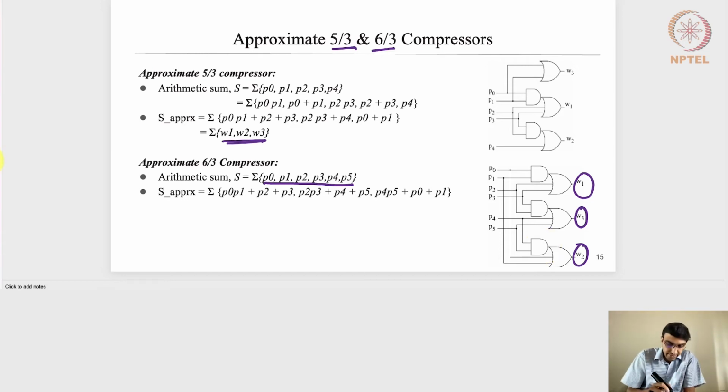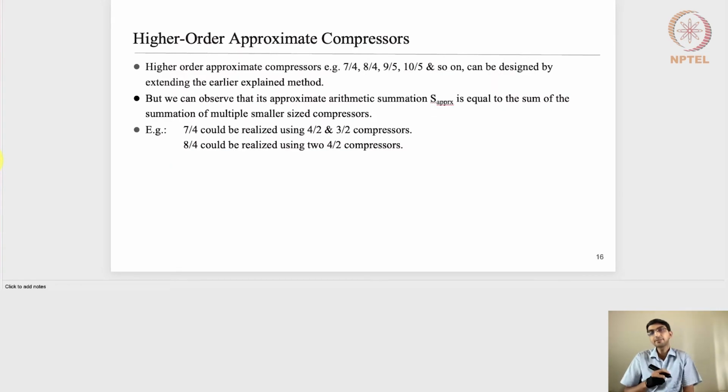Right. So what we have tried to design here is we have approximated the compressors, and compressors are actually used for adding up, finally counting the number of ones in the partial products, and finally giving us the multiplier. So if we are approximating the compressors, we are naturally going to get the approximate multipliers. Right, so the higher order approximate multipliers, what we have said is generalizing everything.